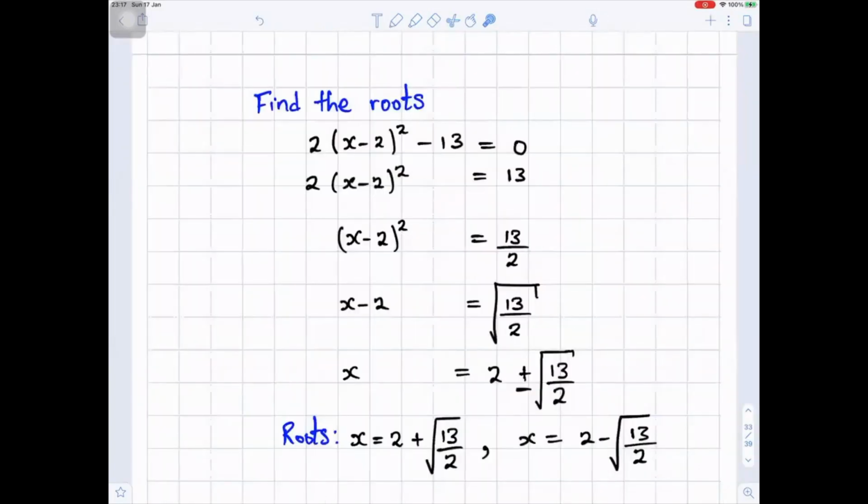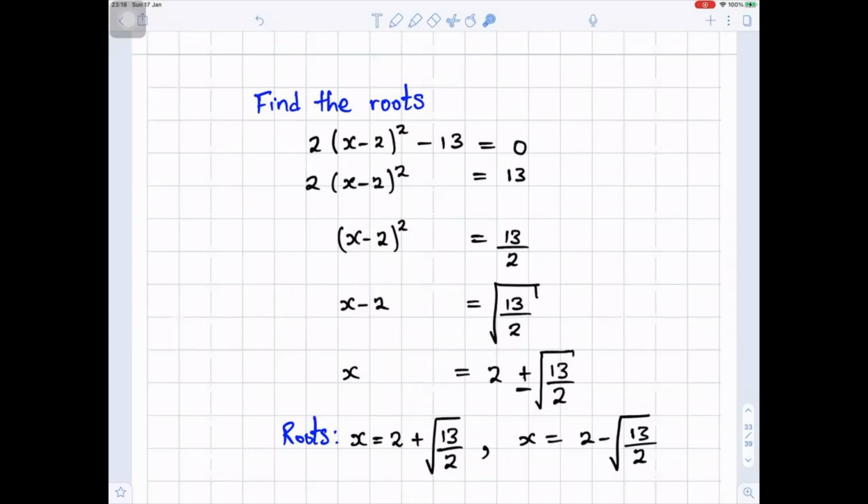Next thing is to find the roots. The roots are where it crosses the x-axis, so that means y is 0. We solve that equation. We take 13 to the right, so we have 2 bracket x minus 2 all squared equals 13. We divide by 2, so 13 over 2 is x minus 2 all squared. We take the square root of the other side, so plus or minus square root of 13 over 2 equals x minus 2. And the minus 2 goes to the right, so it becomes 2 plus or minus square root of 13 over 2.